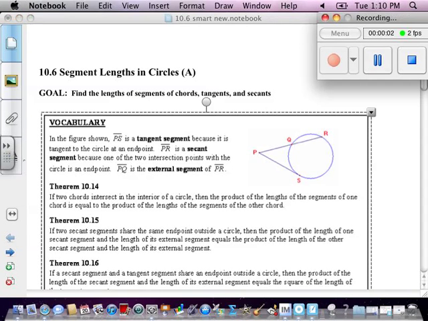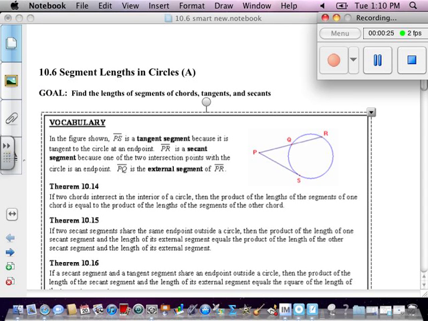10.6, we're talking about segment lengths. So we've been talking a lot about angles, and now this is about segment lengths. In the figure shown, PS is a tangent segment, okay? Because it is tangent to the circle at an endpoint. PR is a secant segment because one of the two intersecting points with the circle is an endpoint.